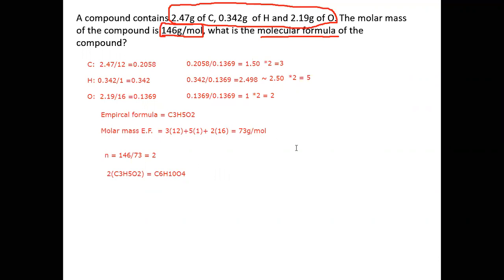So again, when we're looking for the molecular formula, we have to first determine the empirical formula so we can get the molar mass of the empirical formula. And then we can find the ratio and find the molecular formula.